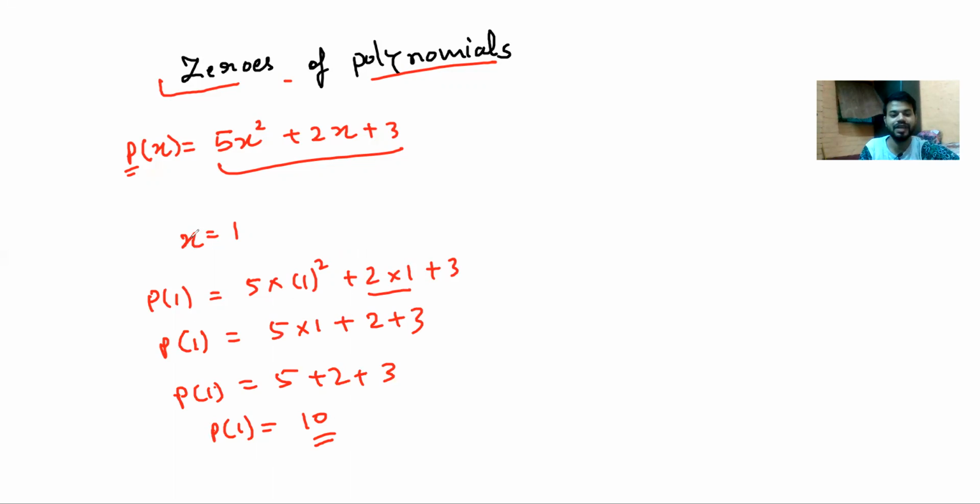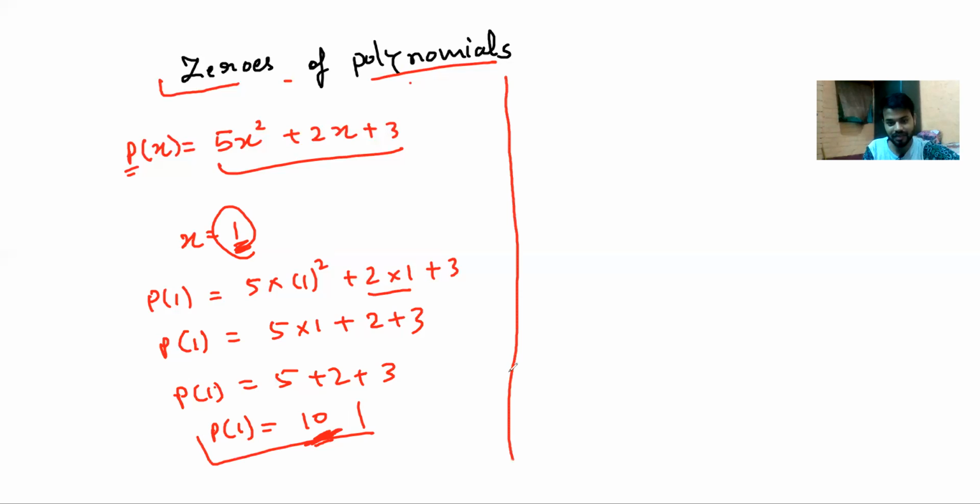Okay, so we will say that 1 is not the zero of the polynomial. Why? Because I have told you the zero is the value of x for which the value of the polynomial will be 0. Here the value is not 0. That is why 1 is not the zero of this polynomial.